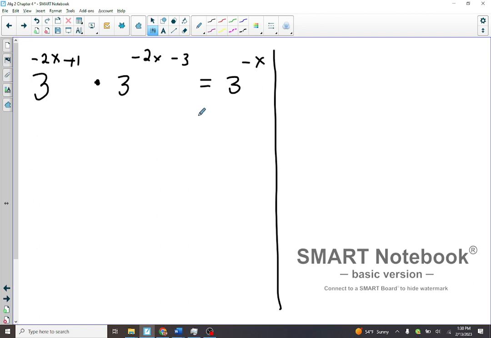All right. Now remind me, when you multiply something with the same base, what do you do to the two exponents? You add them. So that means I could add the exponents together because they have the same base. So 3, negative 2 plus negative 2, negative 4. And then 1 plus negative 3, negative 2.